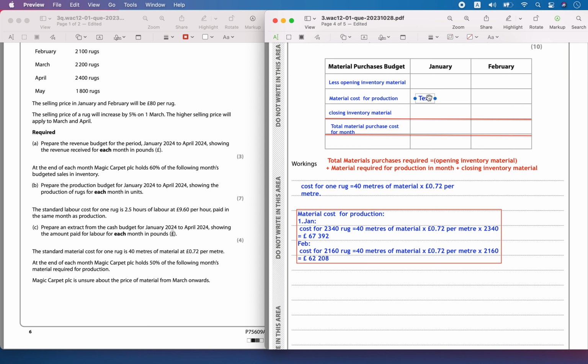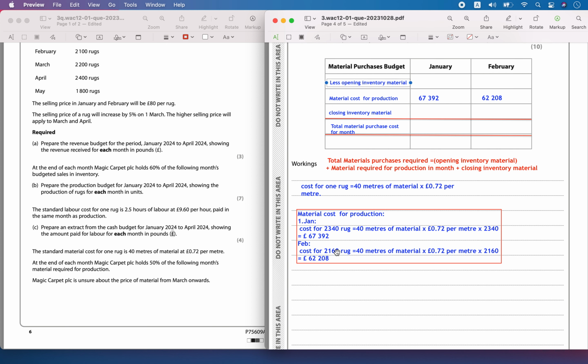So let's write it here. 67392 and 62208. Now let's understand what the strategy is for holding the opening inventory and the closing inventory.